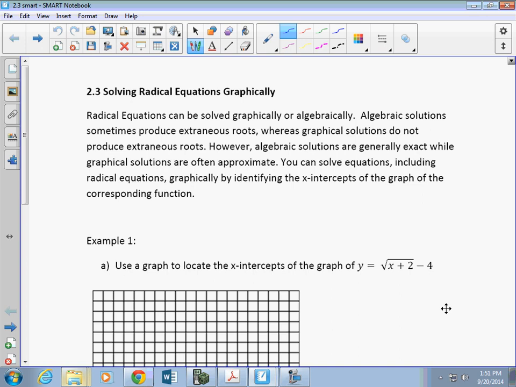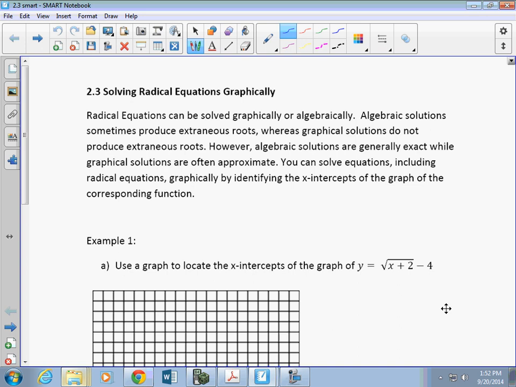2.3 is solving radical equations graphically. So it says radical equations can be solved graphically or algebraically. Algebraic solutions sometimes produce extraneous roots, where graphical solutions do not. So basically, when you're looking at a graph, you can tell right away what doesn't work, whereas when you're using algebra or basically math skills to solve it, you can't always pick out the extraneous roots right away.